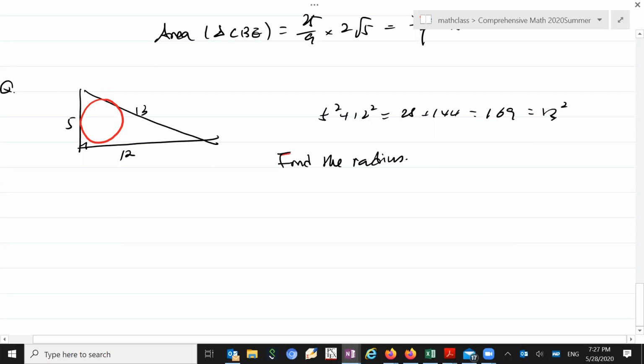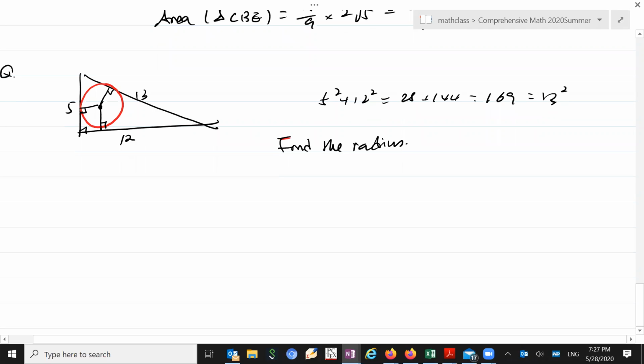So how do you find the radius? Well, there are many ways to find it. First of all, you connect important points. Remember, connecting important points. So you draw the line perpendicular. This is the radius, right? So there are many ways to solve the problem. I want to teach you two different ways to solve this problem. First of all, you draw the lines between important points.